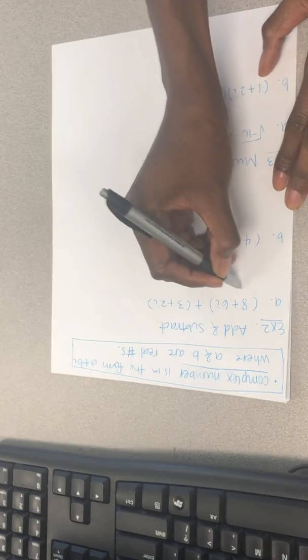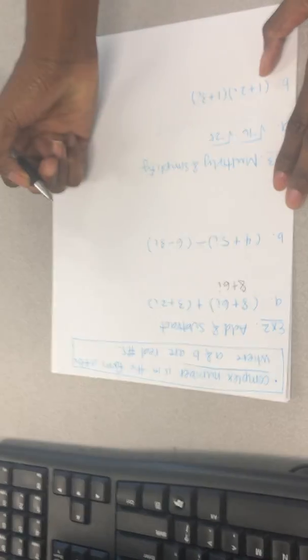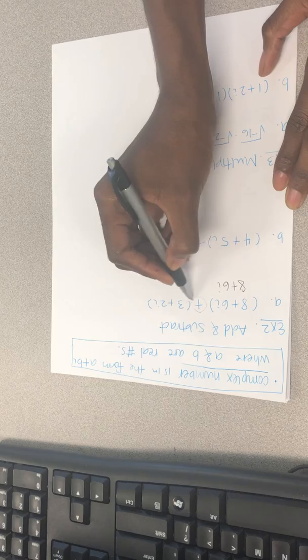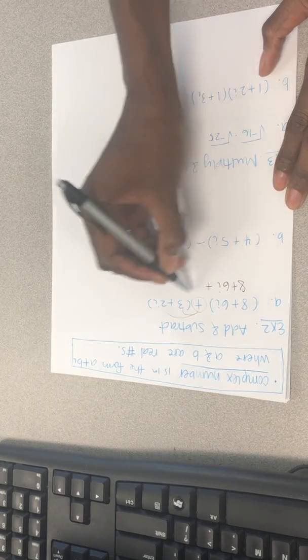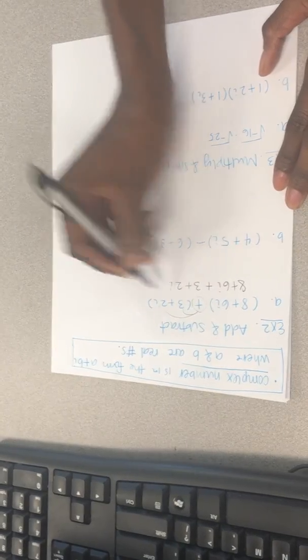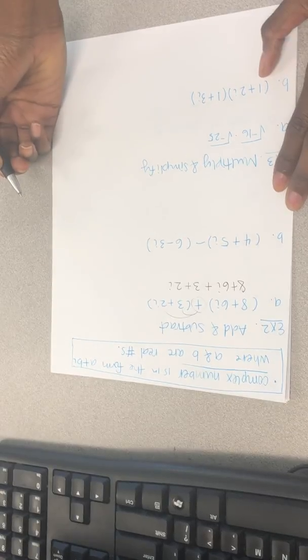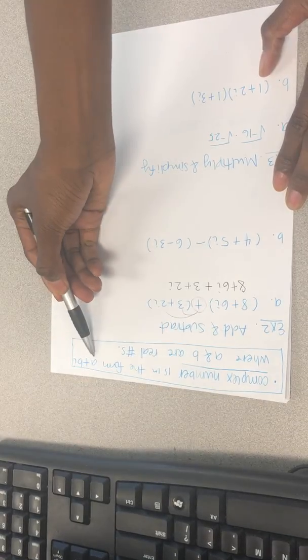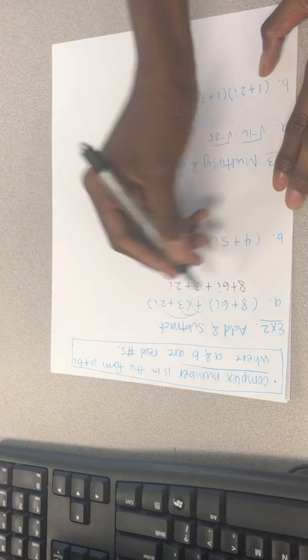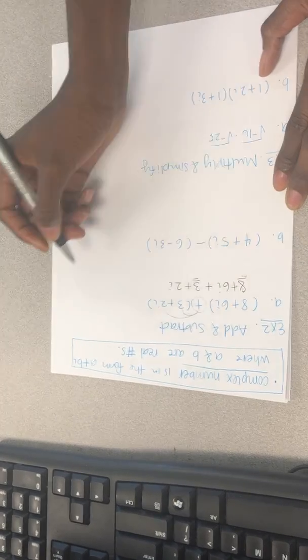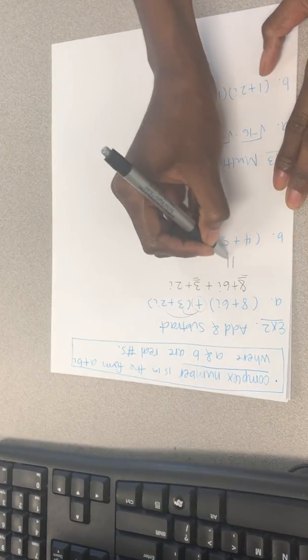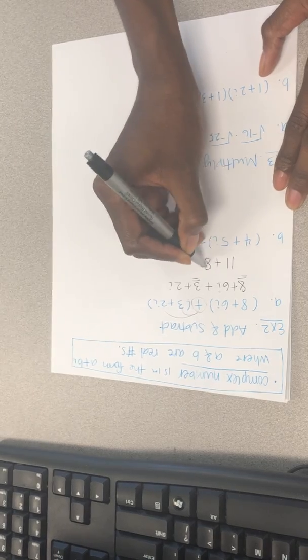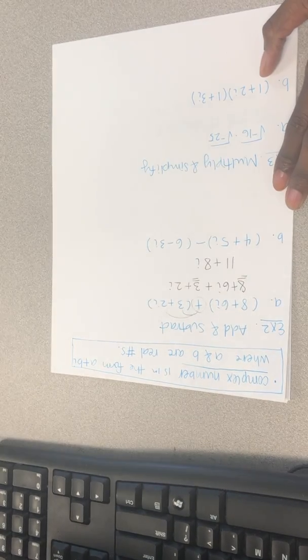There's nothing here, so I'm going to drop my parentheses, and here there's a positive, so that means I'm going to distribute that positive to both of my terms and then combine like terms. Again, your a is the real part, and then your b is the imaginary part, so you're going to combine those separately. So we'll have an 11 and then plus 8i for the imaginary part.